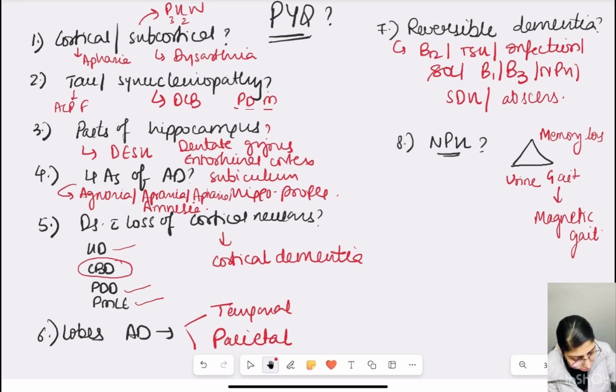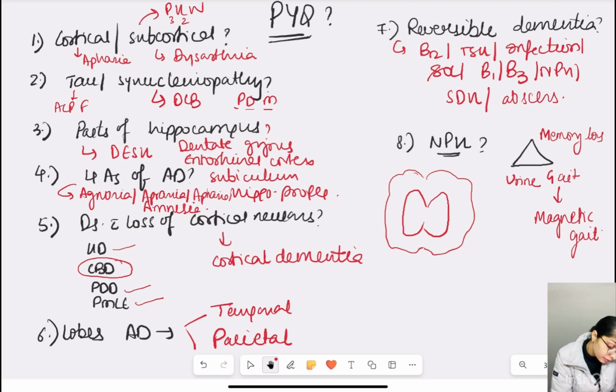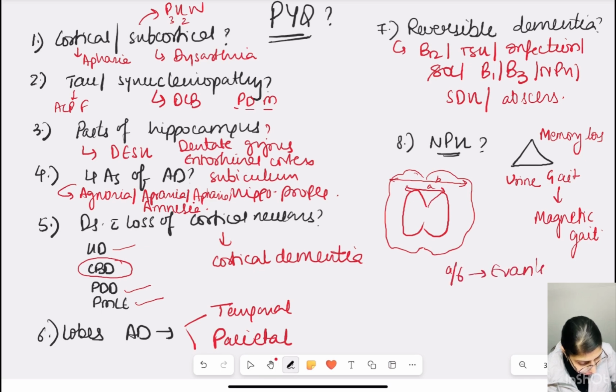In NPH, there is a ventriculomegaly. This is an axial section. Now, the diameter between the 2 frontal lobes, the maximum width of frontal horns of lateral ventricle, divided by the maximum inner skull diameter, A by B, gives us the Evans index. And if it is more than 0.3, it indicates NPH.